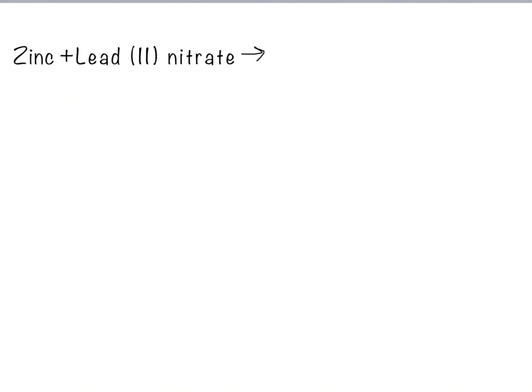Alright, on this last set, you were to complete the word equation, write the balanced formula equation, and identify the type of the reaction. Okay, so we have zinc and lead 2 nitrate. So zinc is just metallic zinc. Lead 2 nitrate tells me the charge of lead is 2 plus. We know nitrate is NO3 and it's 1 minus, so that's the formula for lead 2 nitrate.